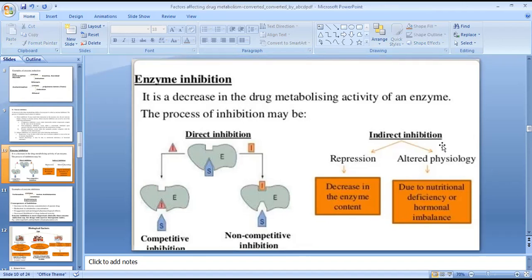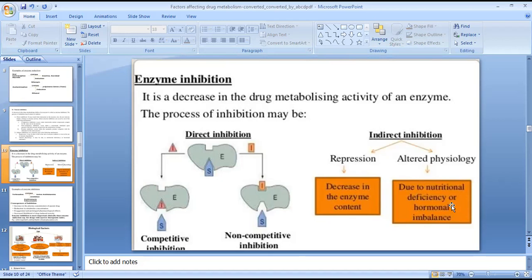Now indirect inhibition. Indirect inhibition involves repression and altered physiology. Now what are the types of the repression process of indirect inhibition? In this, there is a decrease in the enzyme content. See, they are going to decrease the availability of the enzyme for the drug molecules. So if the enzyme is not there, there will not be any further metabolism of the drug molecule. And altered physiology due to nutritional deficiency.